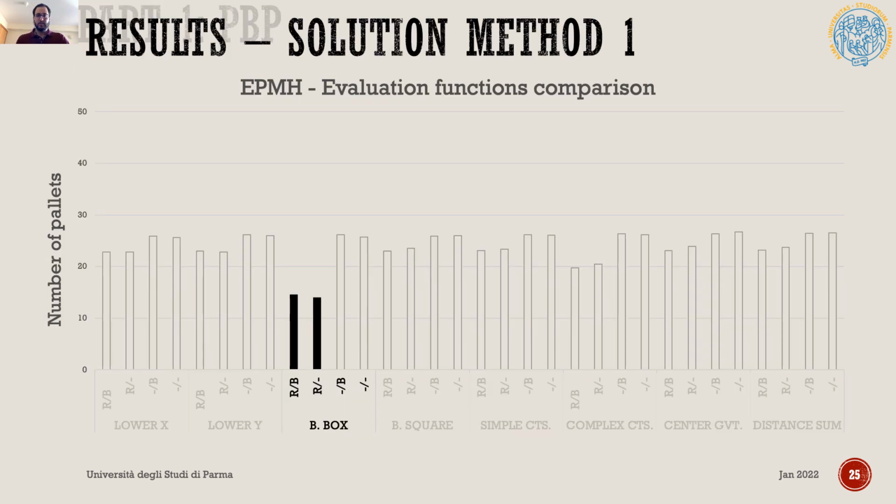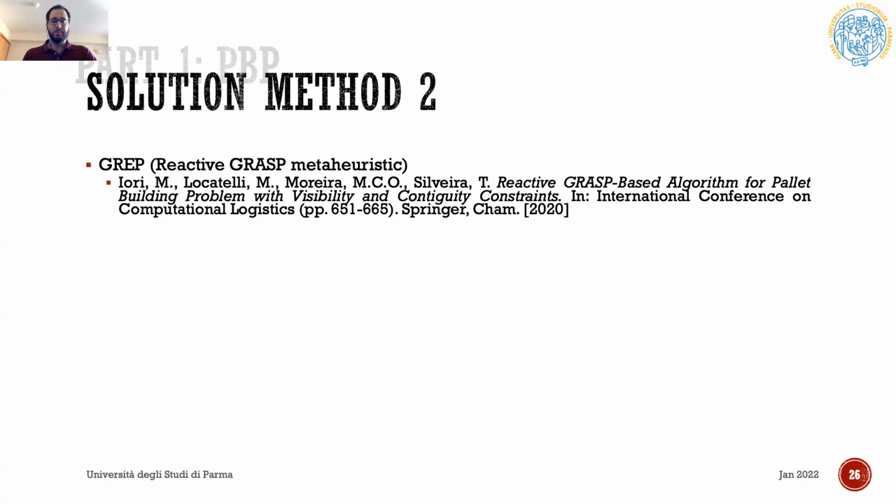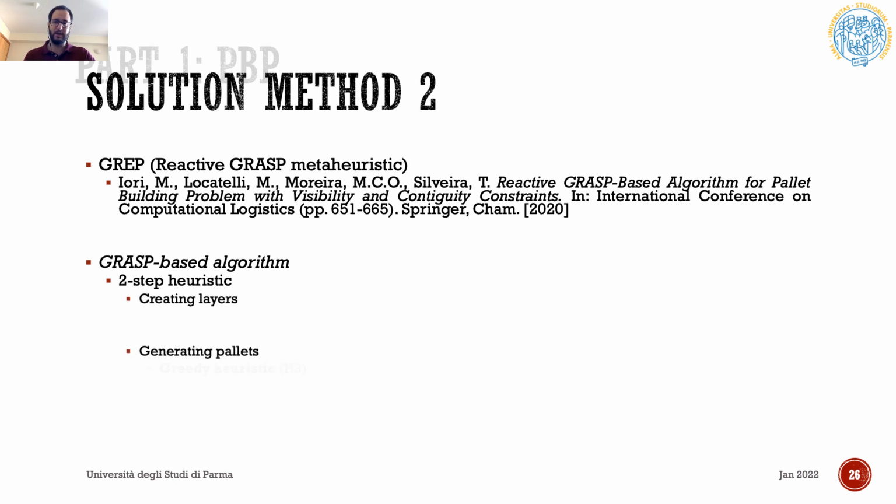Regarding the results, I would like to draw your attention to the bounding box function here, which shows significantly better results than the other metrics on 24 real instances. Regarding the second proposal, we've included in it the GRASP metaheuristic. Now, GRASP is the previous grid heuristic to create pallets, and the extreme point heuristic with reactive GRASP for creating layers.